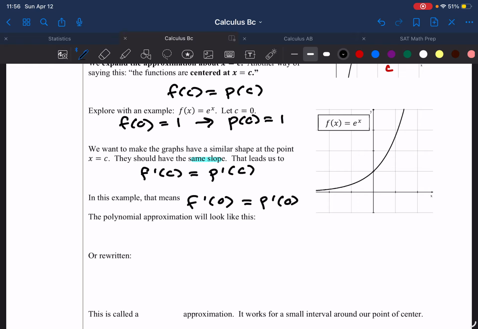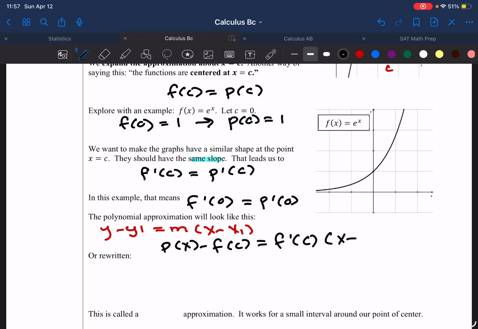Well, let's go ahead and use a polynomial approximation. In order to do this, we're going to first set up this approximation that's going to look like the point slope formula, so that y minus y1 equals m times x minus x1. And so setting that up, we have the equation p of x minus f of c is equal to f prime of c times x minus c. We can rewrite this by moving f of c to the other side.